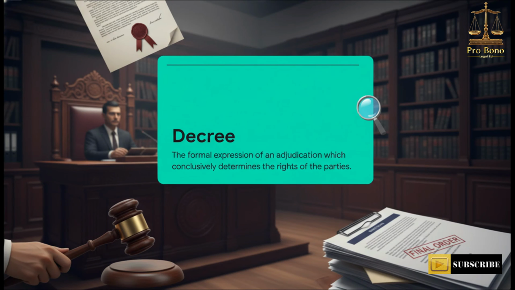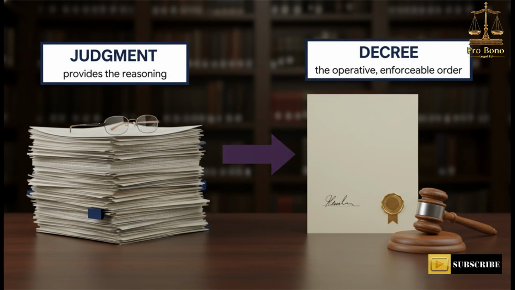Now, let's be very precise about our terminology here. A decree is the formal expression of an adjudication that conclusively determines the rights of the parties concerning the matters in controversy. This isn't just the court's reasoning, it is the court's final, binding, and enforceable command. A frequent point of confusion is the distinction between a judgment and a decree. Under Order 20, the judgment contains the court's reasoning, its analysis of the evidence, and the legal principles it applied. The decree, however, is the concise, operative part of that decision. It's the final order that is actually capable of being enforced.